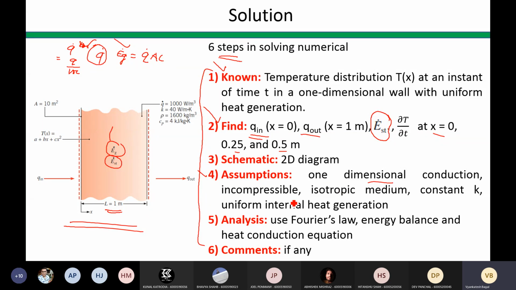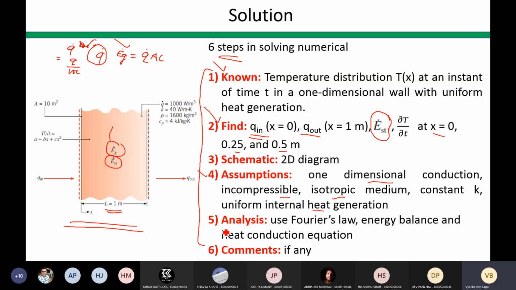The one-dimensional heat conduction, then the Cp is given, Cp and Cv same for this type of material, incompressible we have taken. Isotropic medium is given, means k is constant, right? And there is uniform internal heat generation. So this q dot is uniformly distributed throughout this space. This is the meaning of the last term, uniform internal heat generation.